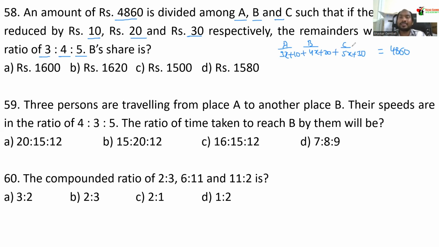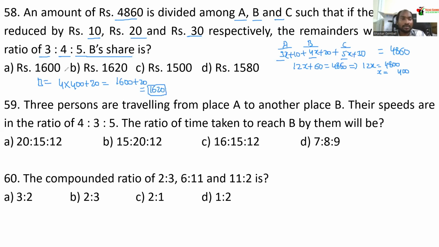Because the ratio and total parts together is the whole part. 3 + 4 is 7, + 5 is 12, so 12x + 10 + 20 + 30, that is 60, equal to 4860. From this, 12x = 4800. So x = 4800 by 12 is nothing but 400. The x value is 400. But whose share is asked? B. B = 4x + 20, which is 4 times 400 plus 20. 4 times 400 is 1600 plus 20 is 1620. 1620 is the answer. Next one.